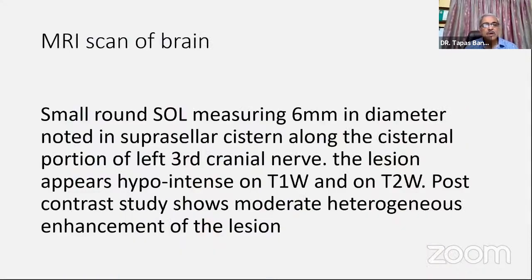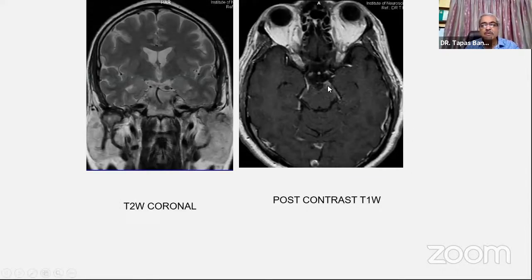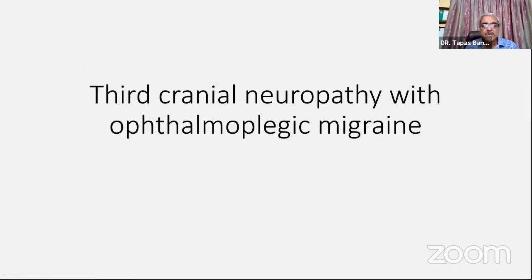On the MR scan, he was found to have a small round swelling of 6 millimeters in diameter in the suprasellar cistern along the cisternal portion of the left third cranial nerve, which was hypointense in T1 and T2, and the post-contrast study showed enhancement. You can see the T2 shows a hypointense nodule here, and with contrast it has taken a heterogeneous enhancement at the exit point of the third cranial nerve. So you had a third cranial neuropathy with ophthalmoplegic migraine.